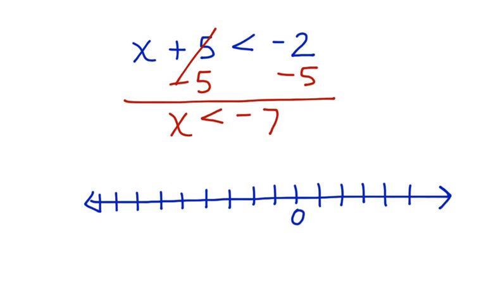First, notice that negative 7 is not part of the solution set. This symbol does not have an equals to underneath it. So I need to put an open circle at negative 7. This shows that negative 7 is not part of the solution set. And then everything less than that is. So I draw my arrow going to the left to show that all the values less than negative 7 will work as a solution for this inequality.